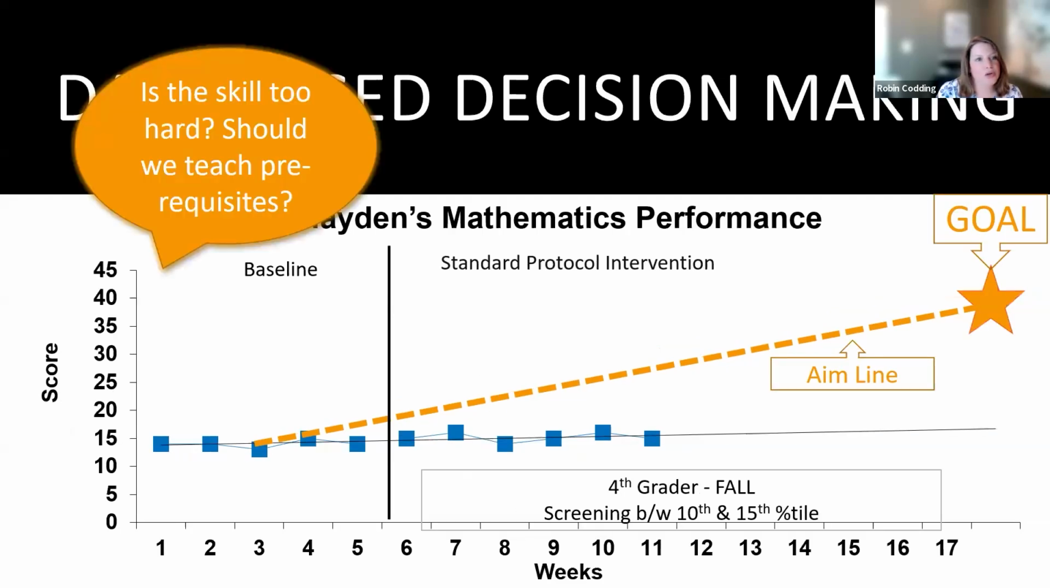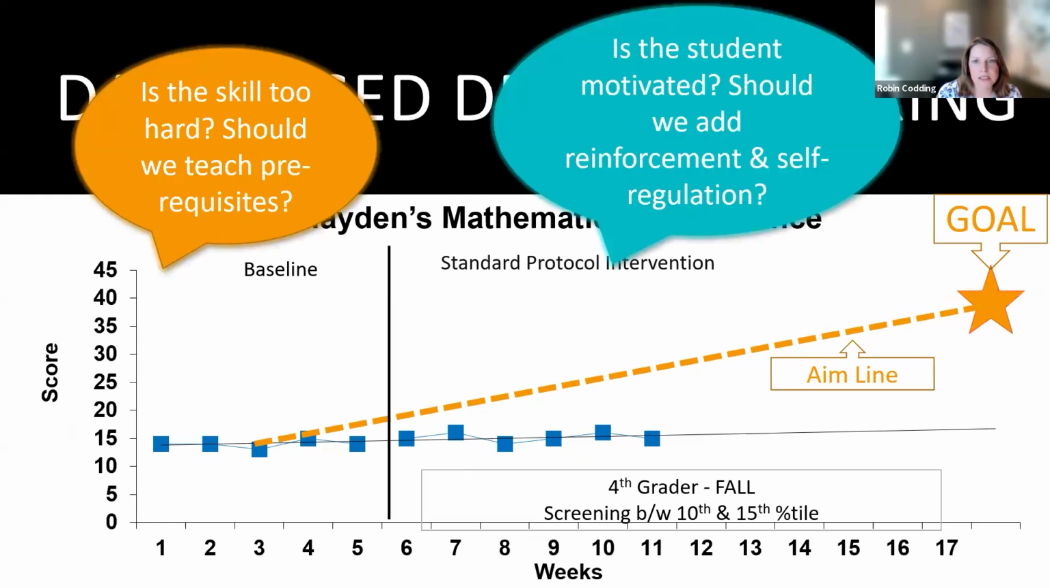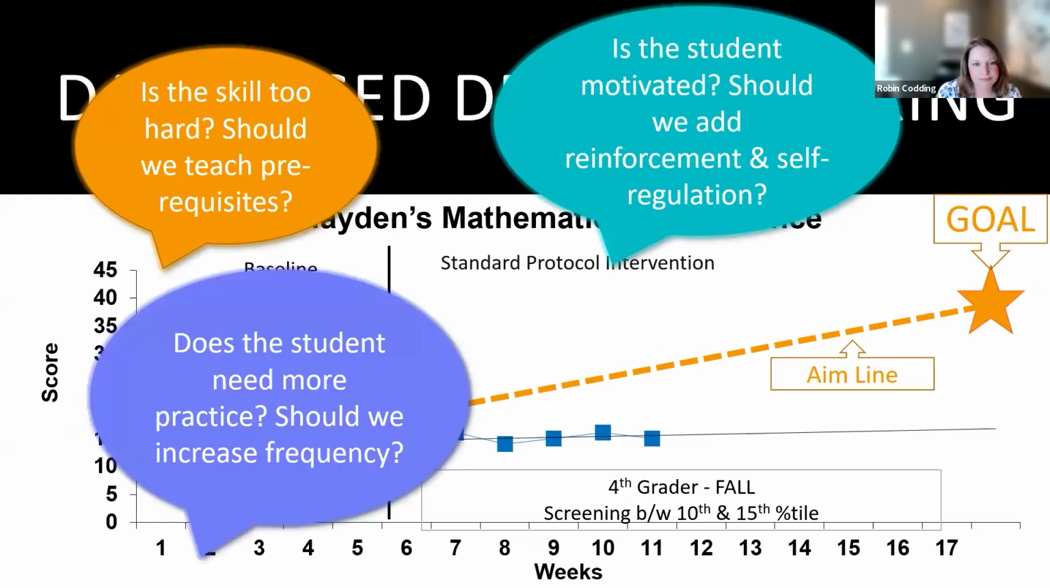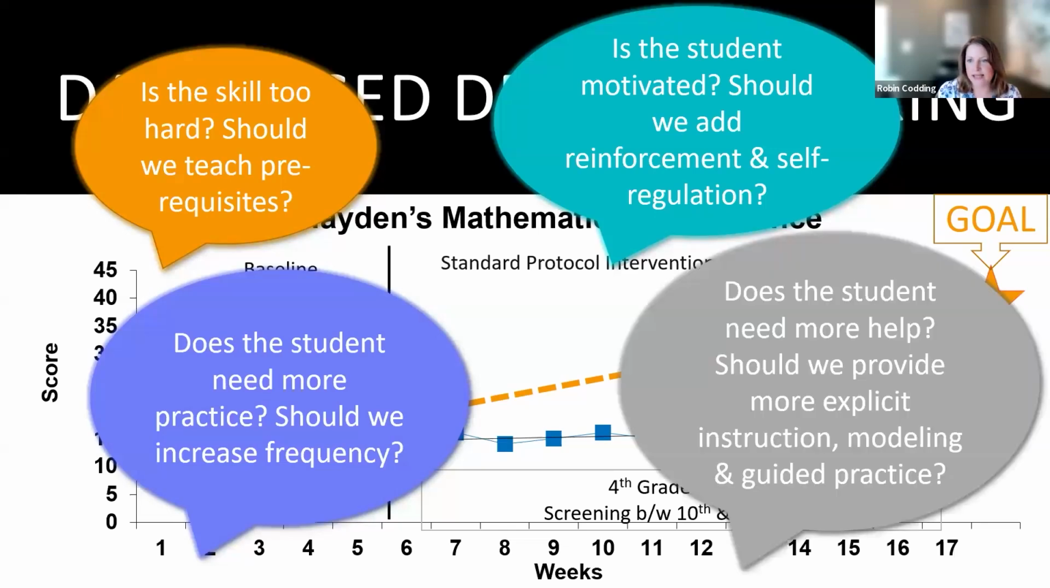So the things you might be asking yourself are, is the skill too hard? Should we teach prerequisites? Is the student motivated? Should we add reinforcement and self-regulation? Does the student need more practice? Should we increase frequency? And does the student need more help? Should we provide more explicit instruction, modeling, and guided practice?